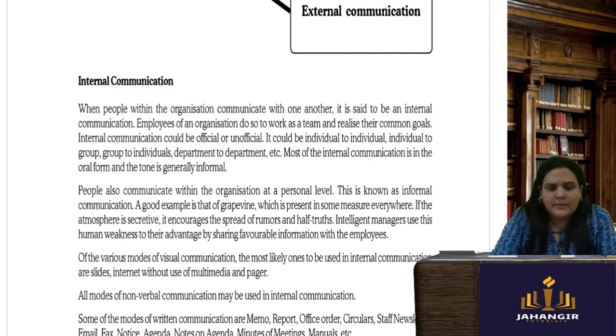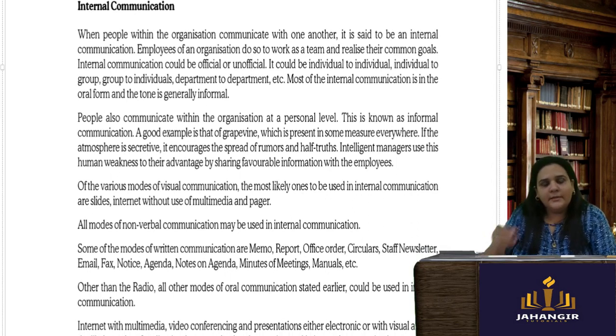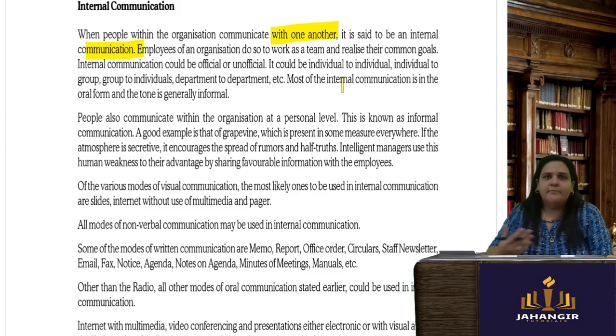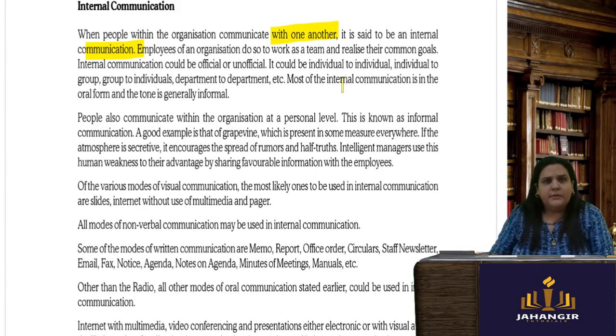Internal communication is when people within the organization are communicating with one another. So obviously employees of the organization, as a team, to achieve their goals, etc. That communication can be official or non-official, like if you're friends also, one individual to another, one department to another. Internal communication can be in oral form as well as in written form, or in any kind of form.